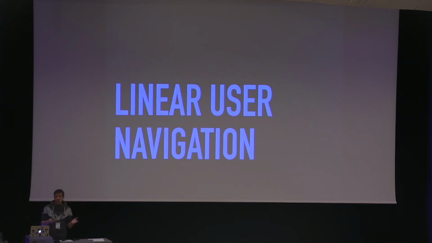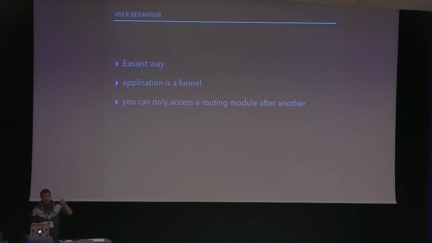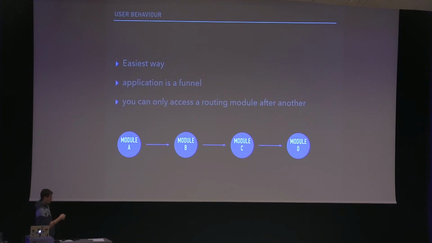The easy part would be linear user navigation. What I mean with that is your application is kind of a funnel. So you can only access the next lazy module if you're on one module, and after that the next. So if you look at the image, if you're here, the next module you can access is this one, the next module you can access is this one, and so on and so forth.